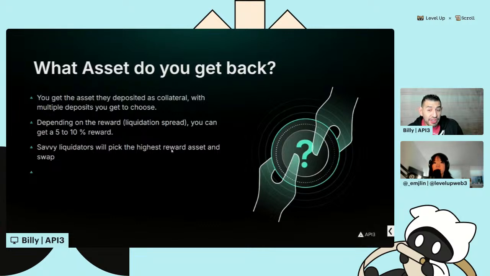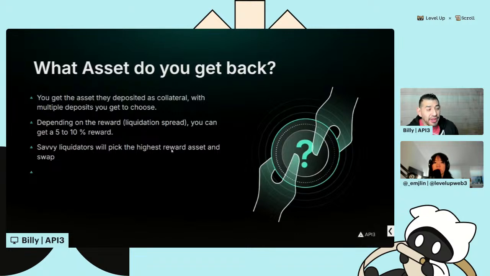Depending on the reward you get is the liquidation spread. So you can get 5 to 10% as a reward option. So let's say wrapped BTC gives you a 5% reward, ETH gives you a 5% reward, but Scroll gives you a 10% reward because it really wants you to pay back, because it doesn't want to have bad debt on that.